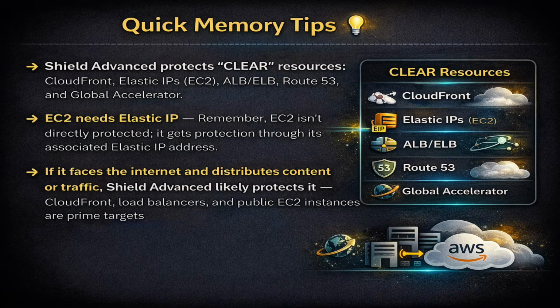Quick memory tips. Shield Advanced protects these resources: CloudFront, elastic IPs, EC2, ALB, ELB, Route 53, and Global Accelerator. EC2 needs elastic IP. Remember, EC2 isn't directly protected. It gets protection through its associated elastic IP address. If it faces the internet and distributes content or traffic, Shield Advanced likely protects it. CloudFront, load balancers, and public EC2 instances are prime targets.